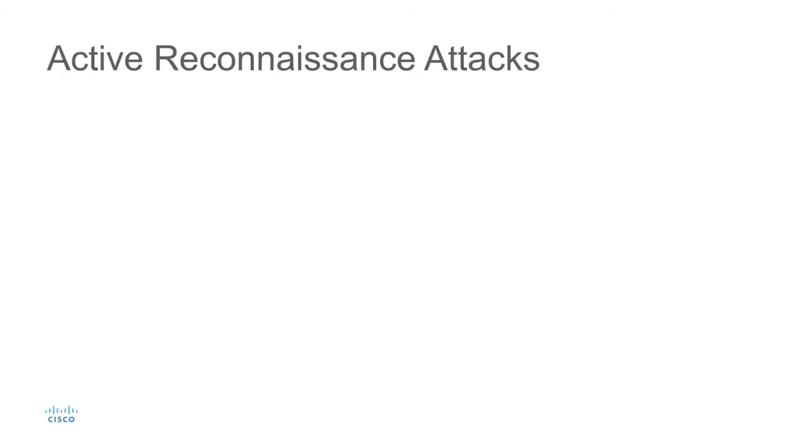There are also active attacks. Active attacks involve using applications like Nmap, Nessus, or OpenVAS. In this type of attack, the attacker is going to communicate in some way with the target system. And the idea here is that they want to collect information about the vulnerabilities that are there.